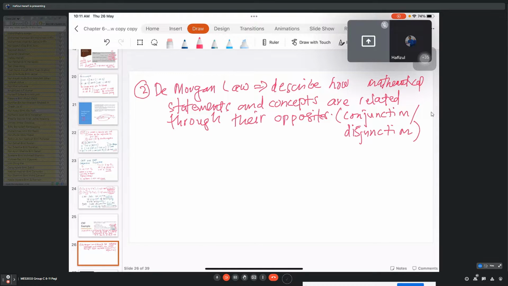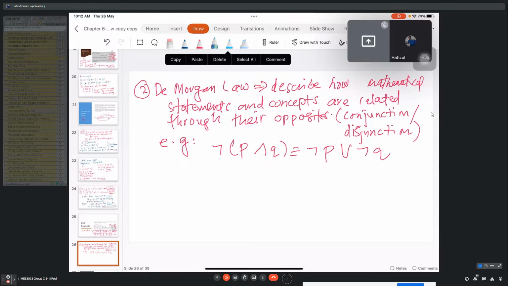Okay, boleh ke semua? Okay, for example, I give you an example. Negate (P and Q) is equivalent to negate P or negate Q. Kita buka dia punya bracket ni. We open up the bracket.